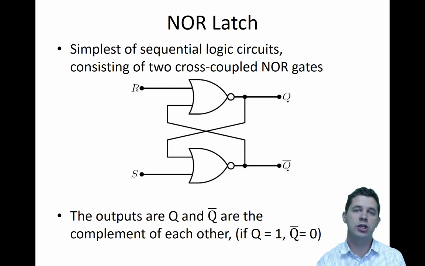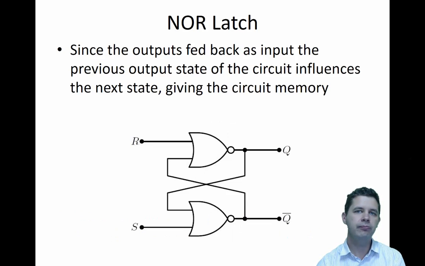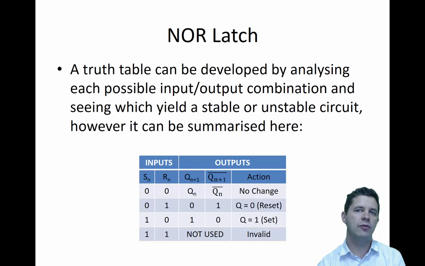So for our NOR gate example, essentially what we do is we cross-couple two NOR gates. So the output of one of the NOR gates goes to the input of the other NOR gate, and the output of the other NOR gate goes to the input of the first. And so our Q and Q bar outputs are once again complements of each other. If one's one, the other's going to be zero. And we've got our R and our S inputs there as before. Since we have this feedback going from our output back to our input, the current state of the circuit is going to influence the next state of the circuit, and this will give the circuit memory. So we can draw a truth table for this circuit as follows if we analyze the memory.